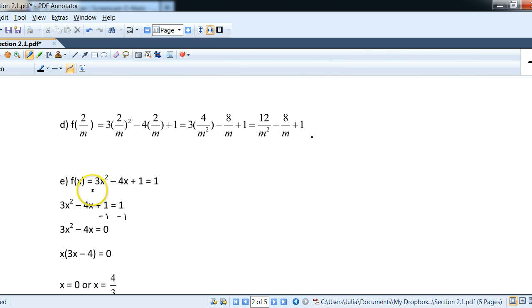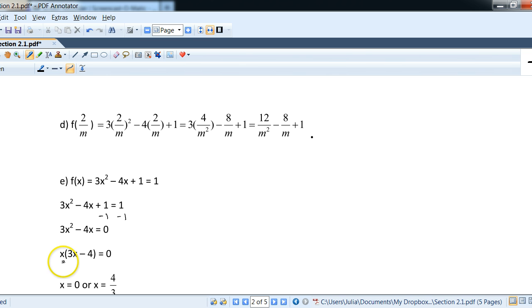Now, if we're trying to find x such that the y value is given, that's the opposite situation. We're going to have the equation 3x squared minus 4x plus 1 equals 1. And then we have to solve for x. If you recall, with quadratic functions, you want to set them equal to 0. So we can subtract 1 from both sides. So we're going to have 3x squared minus 4x is equal to 0.